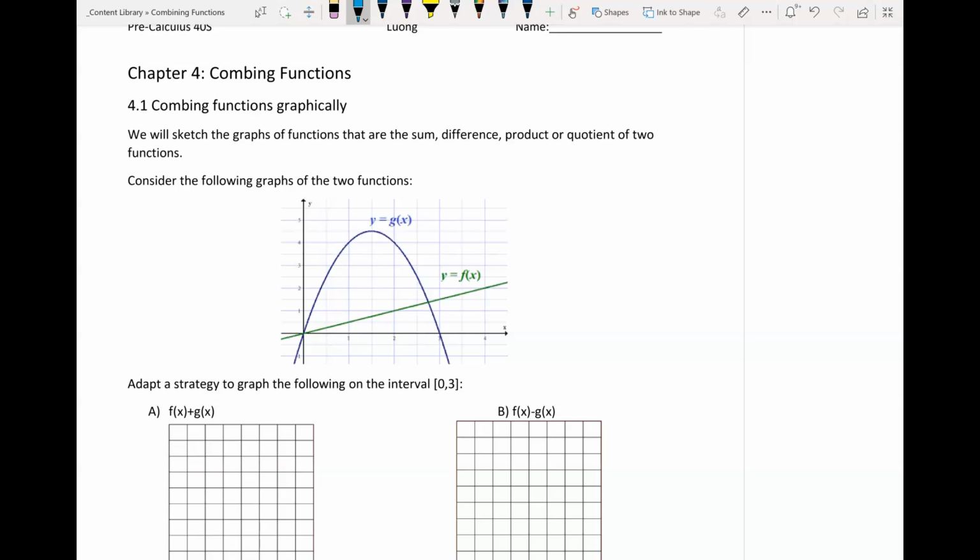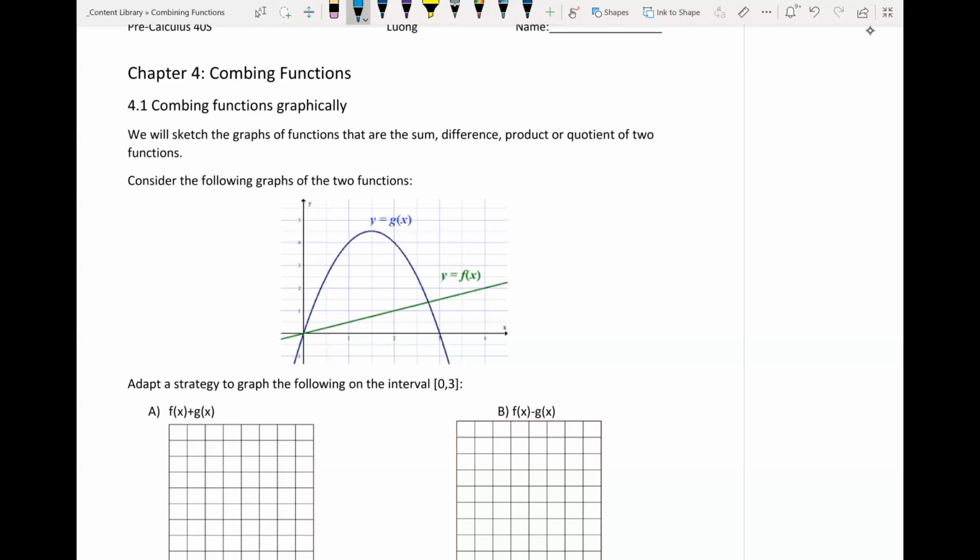Welcome to the next unit on combining functions. In this lesson, we are going to look at combining functions graphically, and in the next lesson we'll look at combining functions algebraically. So when we're combining functions, we can sketch the graphs of functions that are the sum, difference, product, or quotient of two functions.